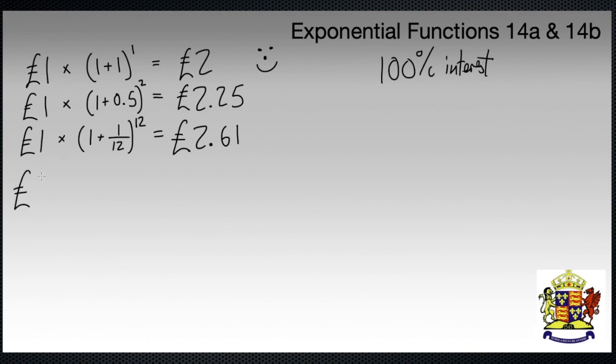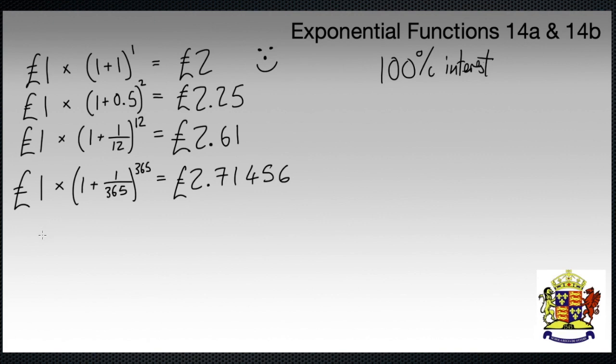Well, let's take this even further. Let's say your pound, I'm going to increase it by 365th of 100%, but I'm going to give you that every single day. Every day you're going to get that. So I'm going to do 1 times 1 plus 1 over 365 to the power of 365. This gives you £2.71456.